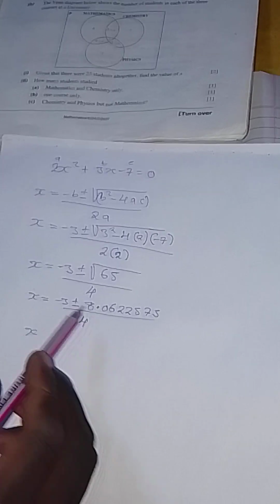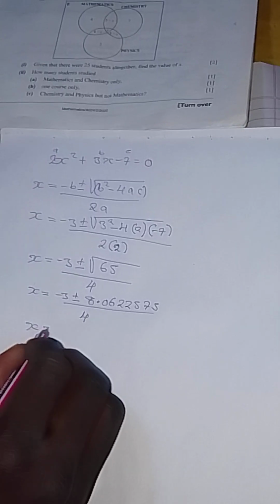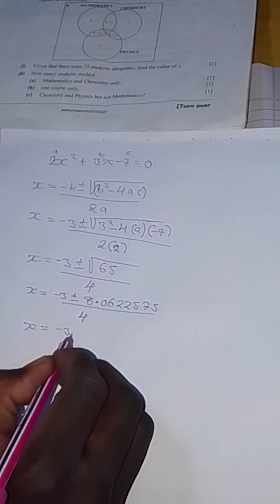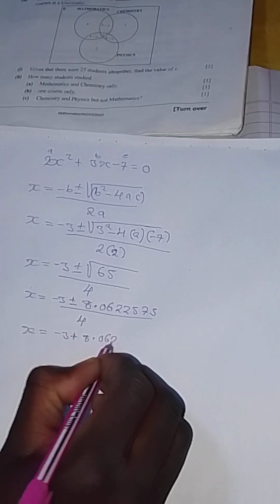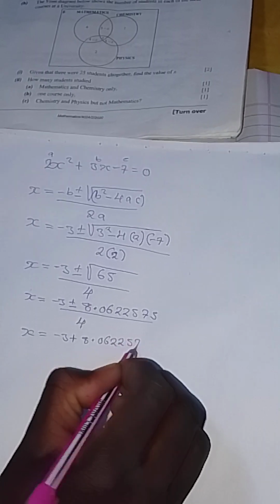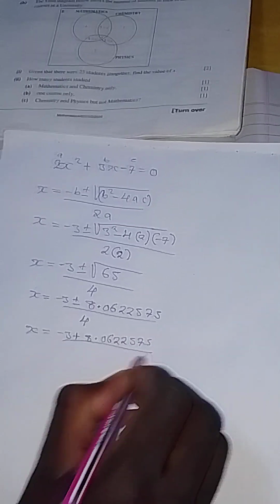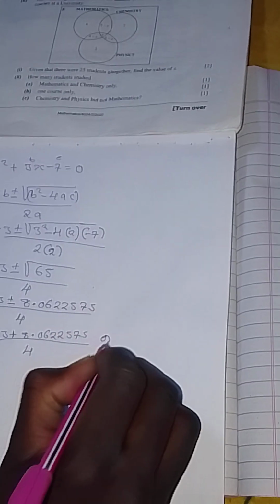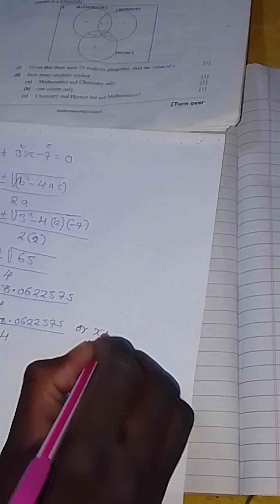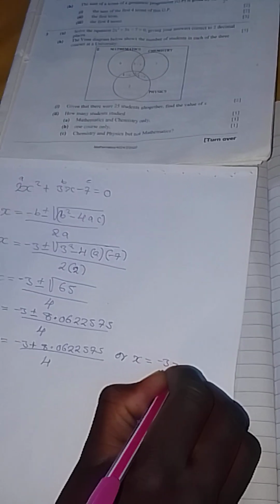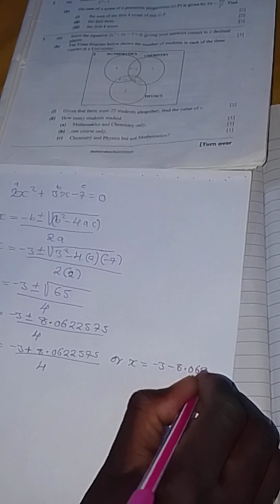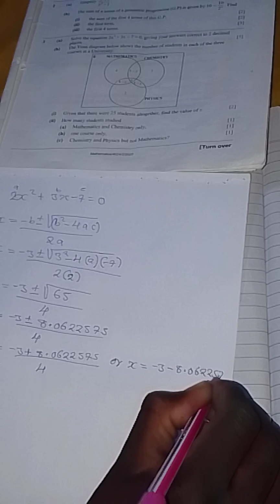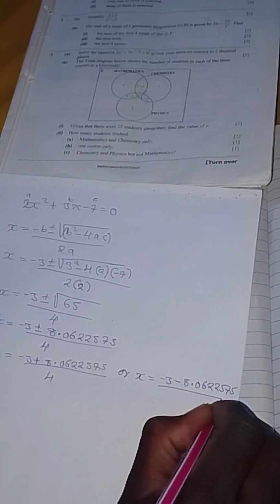The next step, we are going to split. Since we have two signs here, we split the positive one and the negative one, which means we end up having x = -3 plus 8.0622575, divided by 4. Or since we remain with the negative, we are going to have x = -3 minus, this time around, 8.0622575, divided by 4.